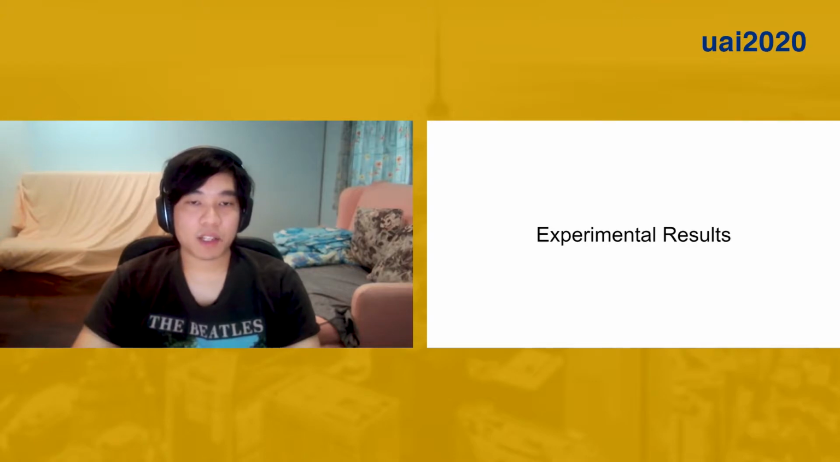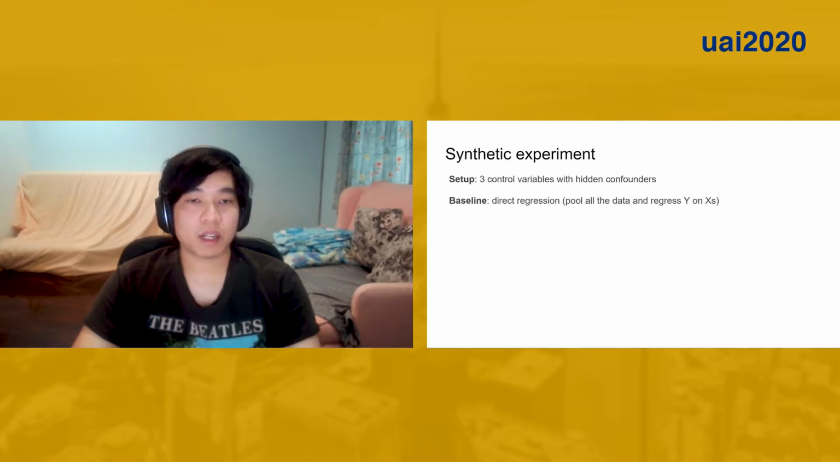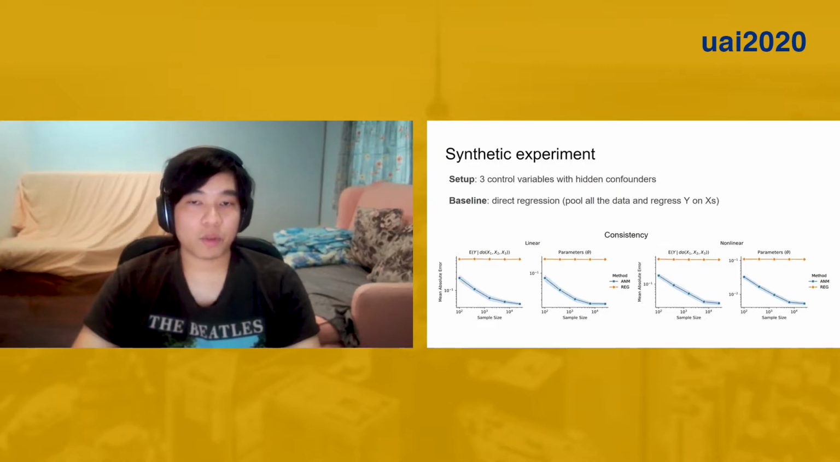And lastly, we conduct several experiments to validate and compare our approach to a baseline. The first experiment we conducted was a synthetic experiment where we aim to verify the identifiability result. In this setup, we have 3 control variables with hidden confounders. We also have a baseline, which is a direct regression approach, in which we pool all the data and directly regress y on x. And here's the result where we show the consistency of our approach. The blue curve is from our method, and the yellow curve is from the baseline.